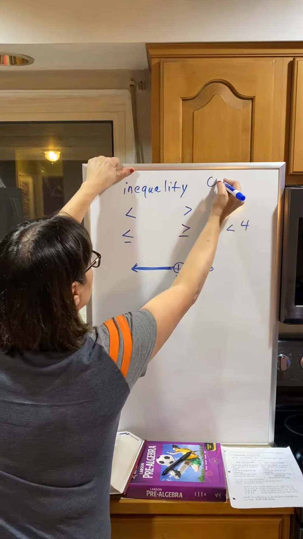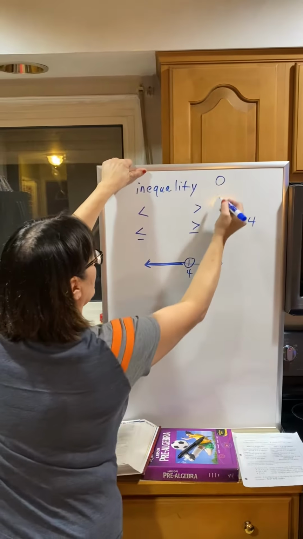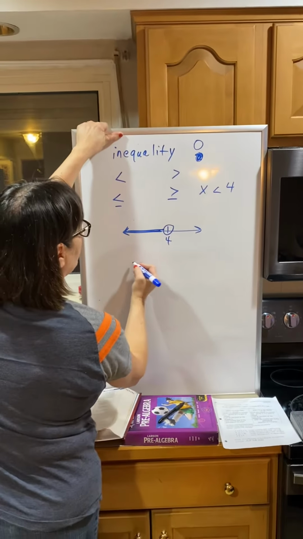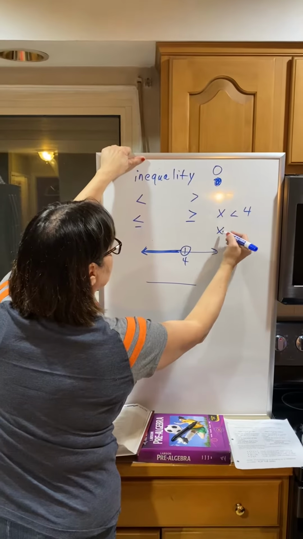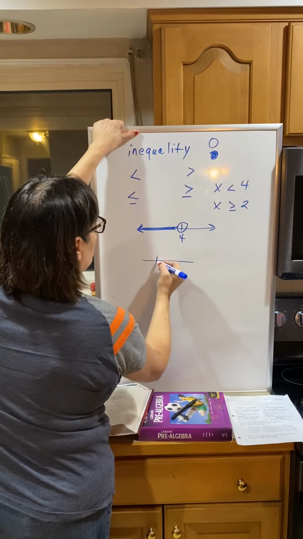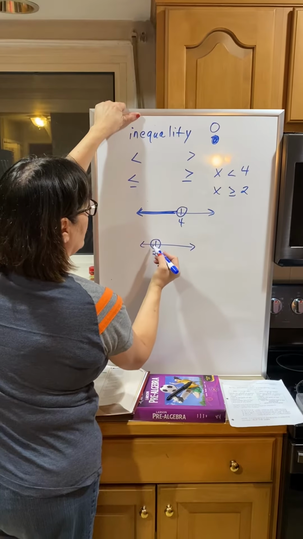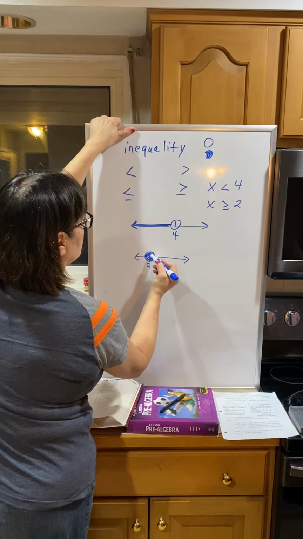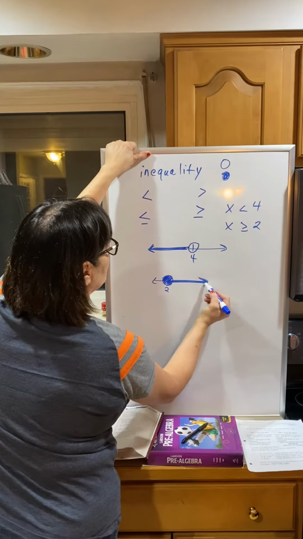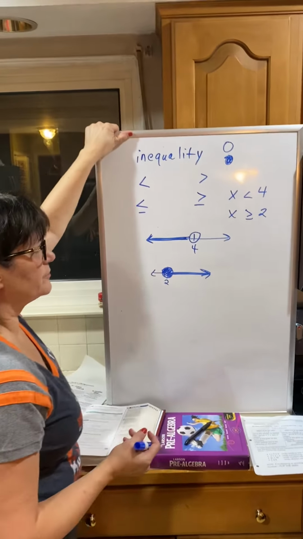An open dot means it does not include that number. A closed dot means that it does. So if I had an inequality that said x is greater than or equal to 2, I'm going to circle and color it in because it includes 2, and then I'm going to color to the right.